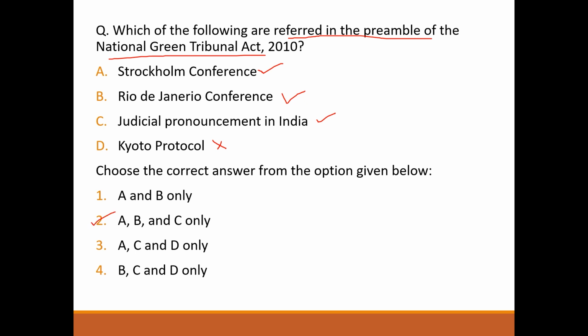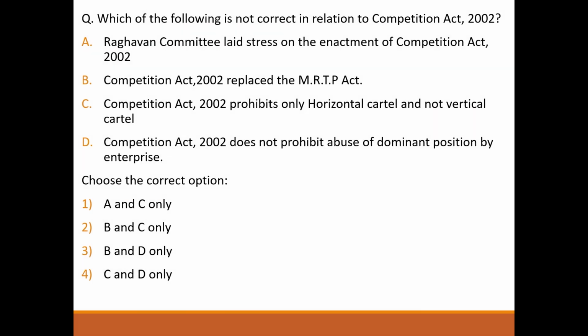Next question. Which of the following is not correct in relation to Competition Act 2002? Raghavan Committee laid stress on the enactment of Competition Act. Correct. Competition Act 2002 replaced MRTP Act. Correct. Competition Act 2002 prohibits only horizontal cartel and not vertical cartel. Wrong. Competition Act 2002 does not prohibit abuse of dominant position by enterprise. Wrong. So answer will be option number 4.